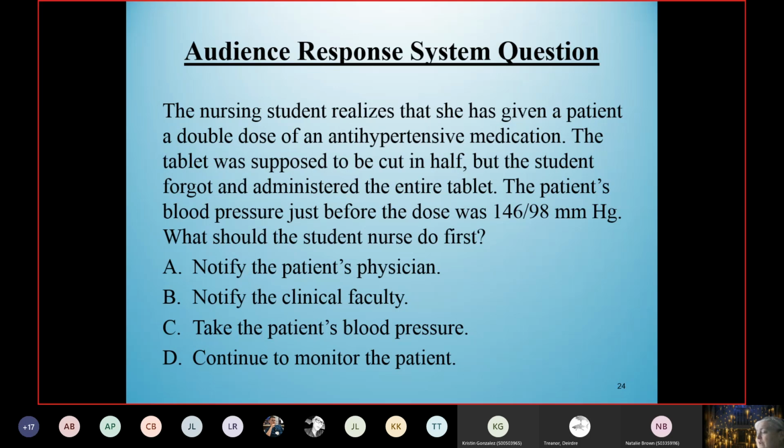Yes, guys, so this is a nursing student. That's the key. So the actual answer is B. Just said, notify your clinical faculty. So notify your instructor first, okay? Then we'll go through the rest of it. All of it is accurate, but the first thing you're going to do is let your instructor know.